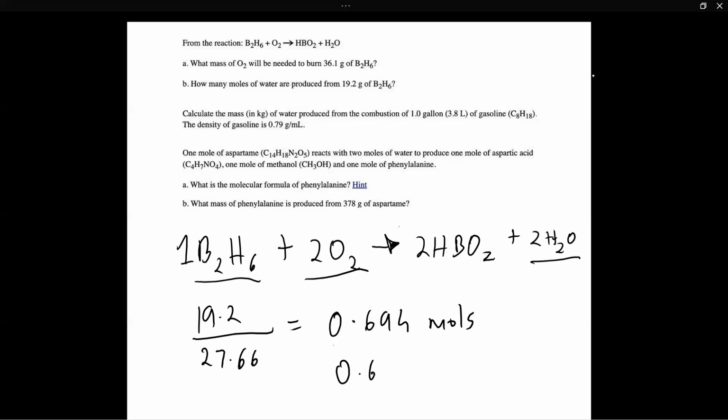So that would be 0.694 times 2, which is equal to 1.388 moles. And that is your answer. That's how many moles of water will be produced from burning 19.2 grams of B2H6.